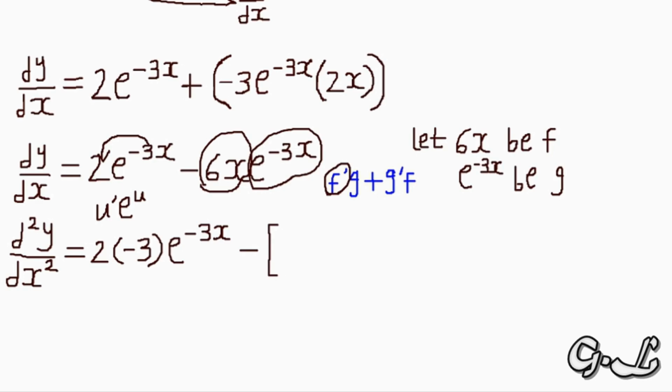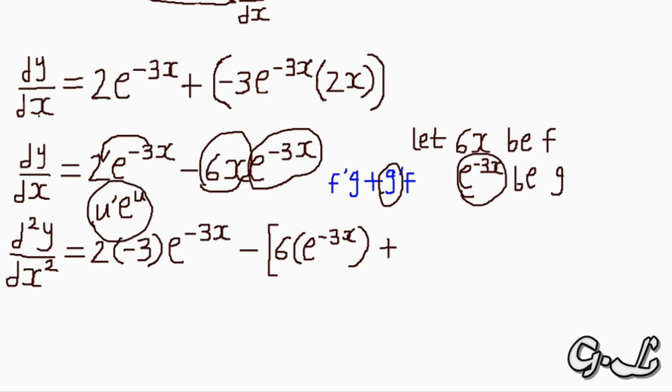For f prime, we have to differentiate f, and our f is 6x. When you differentiate 6x, it gives you 6. And then g is going to maintain like that, so we get e to the negative 3x. Then the plus is going to maintain like that, and then we're going to say g prime.